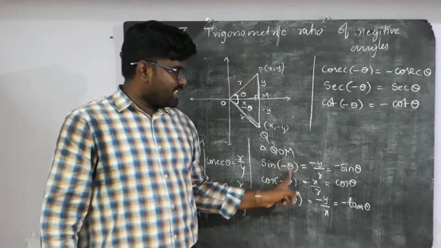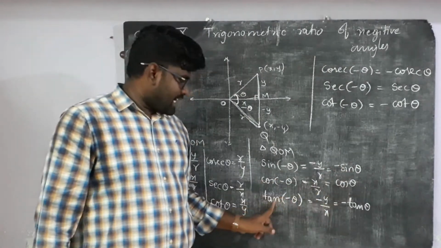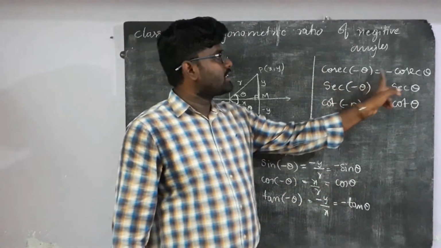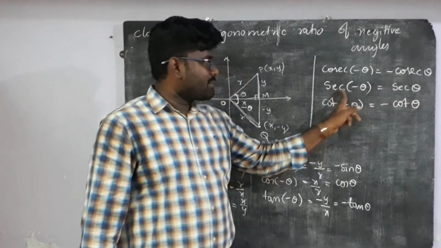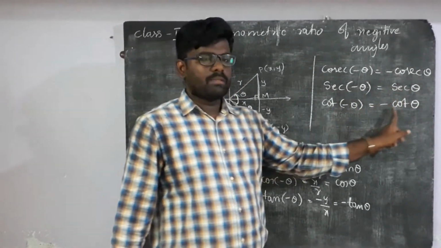Sin minus theta is equal to minus sin theta. Cos minus theta is equal to cos theta. Tan minus theta is equal to minus tan theta. Cosecant minus theta is equal to minus cosecant theta. Secant minus theta is equal to secant theta. Cot minus theta is equal to minus cot theta.